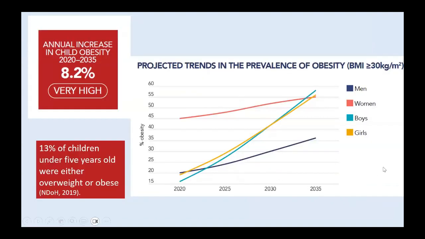But, of course, NCDs start in childhood. And I just want to share this around obesity. This is from the World Obesity Report. The annual increase in child obesity between 2020 and 2035 will be 8.2%, i.e. very high. And if you look at this graph, the yellow line shows girls and the turquoise line shows boys. And there's a massive increase that's going to be happening. And currently, in 2019, 13% of children under 5 were either overweight or obese. This is extremely worrying.